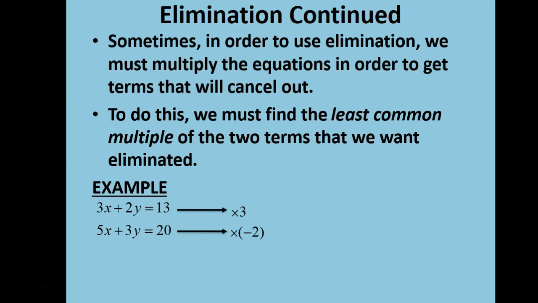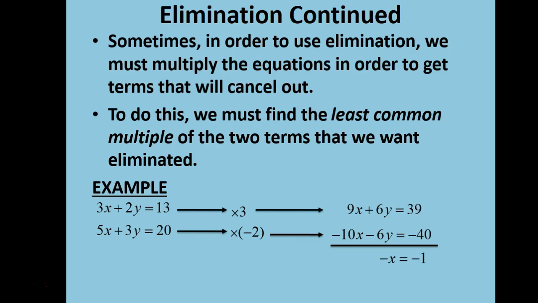So in doing so, we multiply the top one by 3. We get 9x plus 6y equals 39. I multiplied every term there. And then we multiply the bottom one, so that would give me negative 10x minus 6y equals negative 40. Now the key here is that I have a positive 6y and a negative 6y between my two equations. So when I combine these, they're going to cancel out. 9x and negative 10x make negative 1x. The 6y's will cancel out, and 39 plus negative 40 equals negative 1. So of course, if negative x equals negative 1, positive x is equal to positive 1.